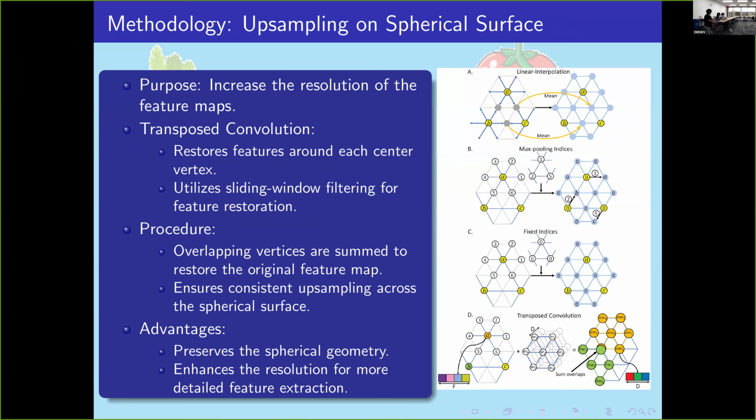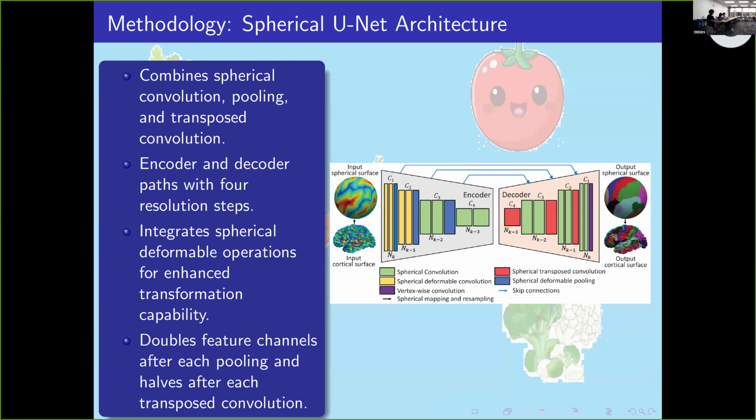So the upsampling process is essentially transposed convolution defined in the spherical space, which basically means overlapping vertices are summed to restore the original feature map and ensure consistent upsampling across the spherical surface. So, as you can see here, the architecture is not unlike any other UNet that we've seen. The main thing is that you have to take the input cortical surface and transform it into a sphere where you can have access to all these spherical operations.